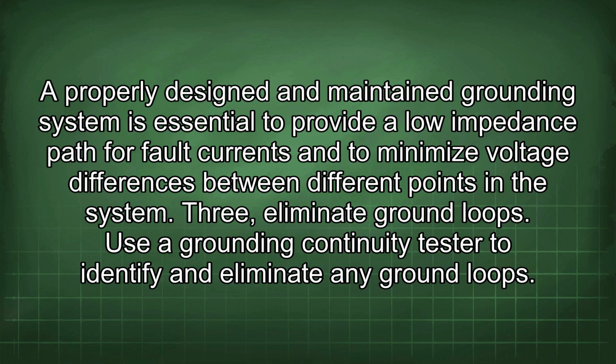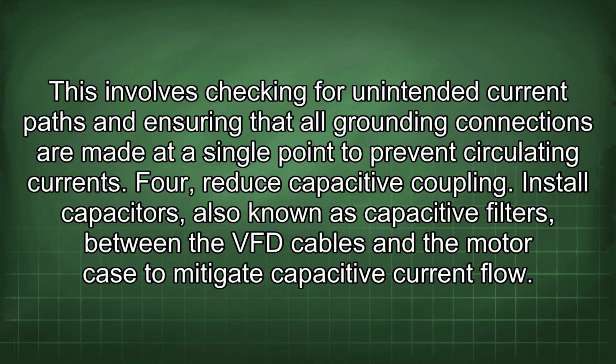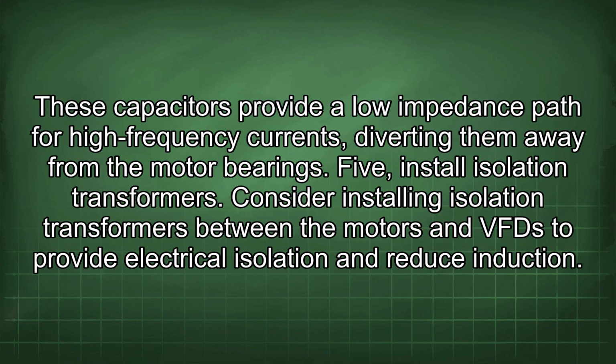3. Eliminate ground loops. Use a grounding continuity tester to identify and eliminate any ground loops. This involves checking for unintended current paths and ensuring that all grounding connections are made at a single point to prevent circulating currents. 4. Reduce capacitive coupling. Install capacitors, also known as capacitive filters, between the VFD cables and the motor case to mitigate capacitive current flow. These capacitors provide a low impedance path for high-frequency currents, diverting them away from the motor bearings.